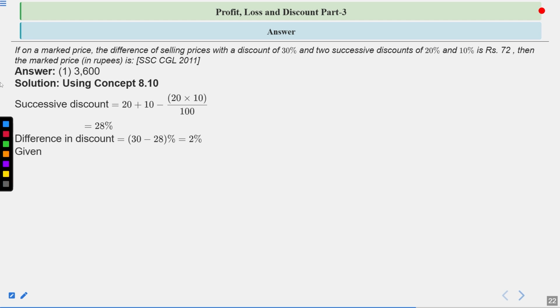And the value of this 2% is given, which is 72 rupees. It is given in the question. So we can say that 30% minus 28%, which is 2%, equals 72. So 1% is 36 rupees. So the 100% will become multiplying by 100. So 3600 rupees is the marked price. So the first one is the correct answer of this question. Next one.